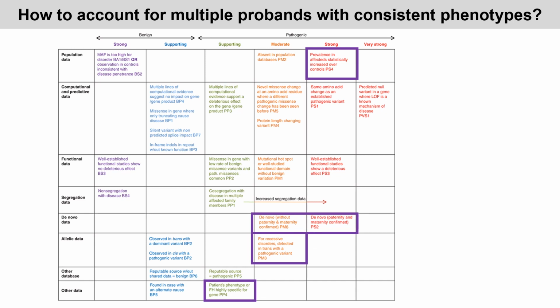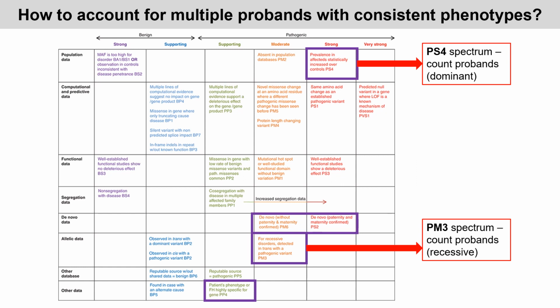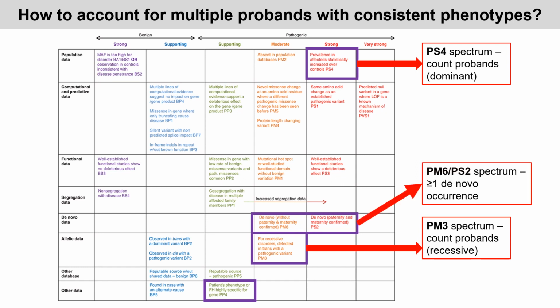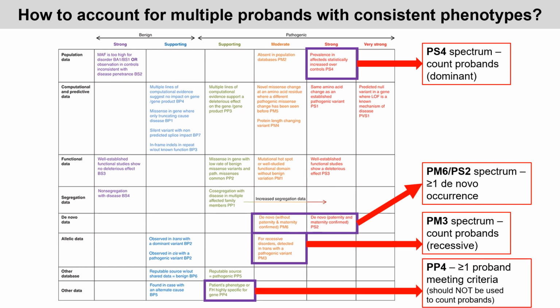So again, taking a step back, looking at all of the different proband codes that we have here and how you would use these for different observations. We suggest that you would use the PS4 spectrum when you want to count probands, especially those for dominant disorders. PM3 is the spectrum where you would use when you want to count probands from a recessive disease. Additionally, de novo observations can be counted under this PM6 or PS2 spectrum. And if you then have a proband who meets this very specific phenotype code, you could then also be applying this PP4 rule.